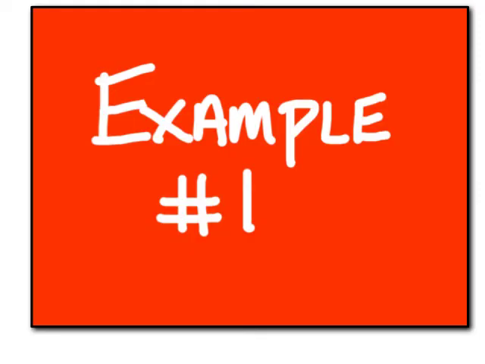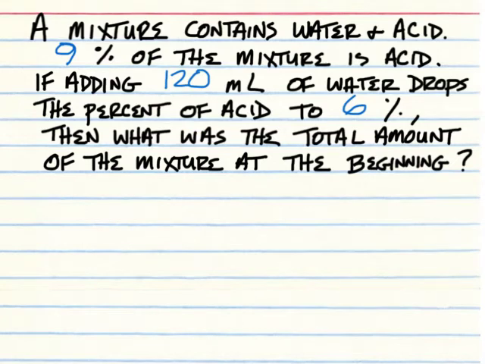Example number 1. A mixture contains water and acid. 9% of the mixture is acid. If adding 120 milliliters of water drops the percent of acid to 6%, then what was the total amount of the mixture at the beginning?